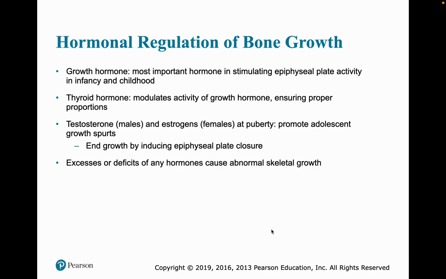This whole process is under the control of hormones, largely. Growth hormone is the most important in stimulating epiphyseal plate activity in infancy and childhood. Thyroid hormone modulates activity of growth hormone, ensuring proper proportions. Testosterone and estrogens in males and females at puberty promote adolescent growth spurts, and they also end growth by inducing the closure of the epiphyseal plates. But excesses or deficits of a hormone can lead to abnormal skeletal growth.